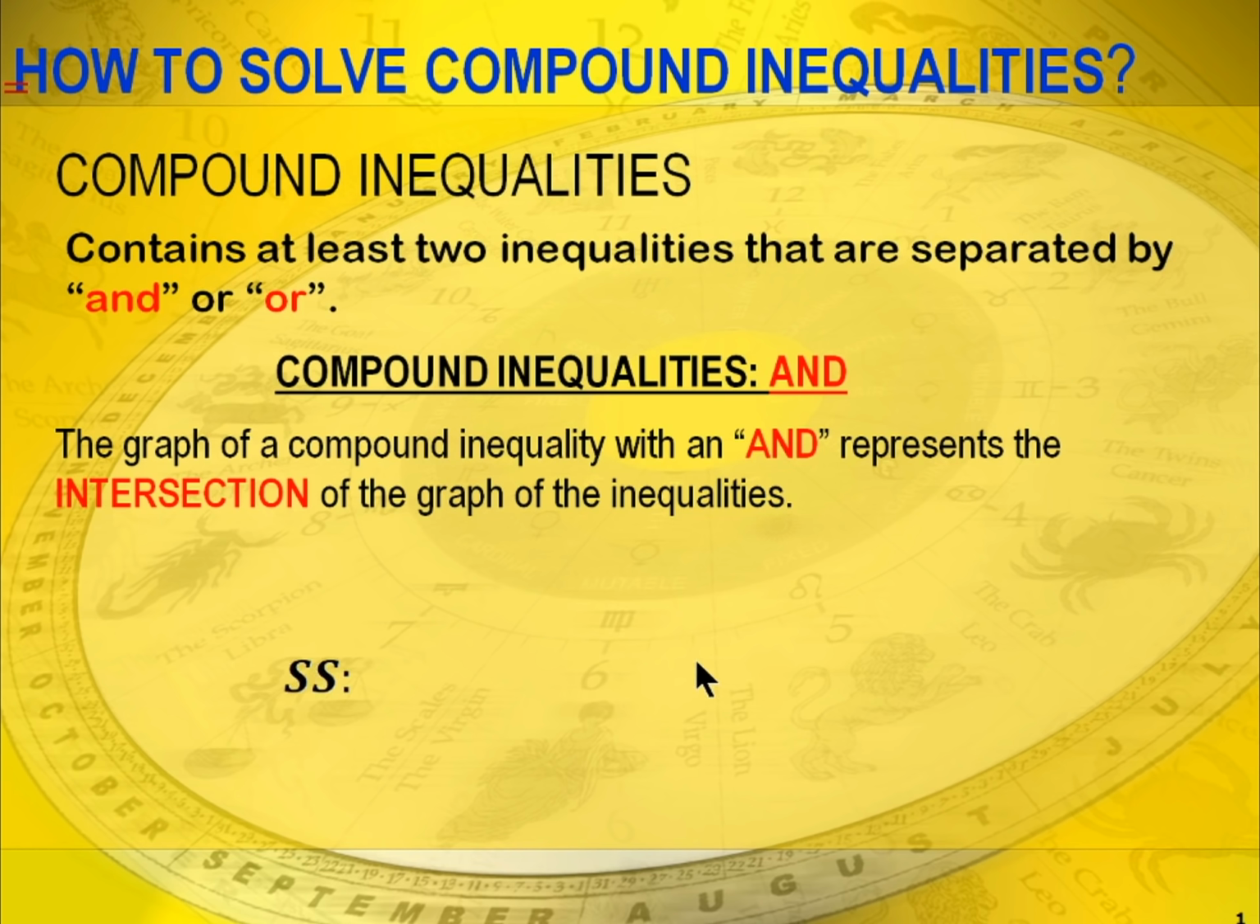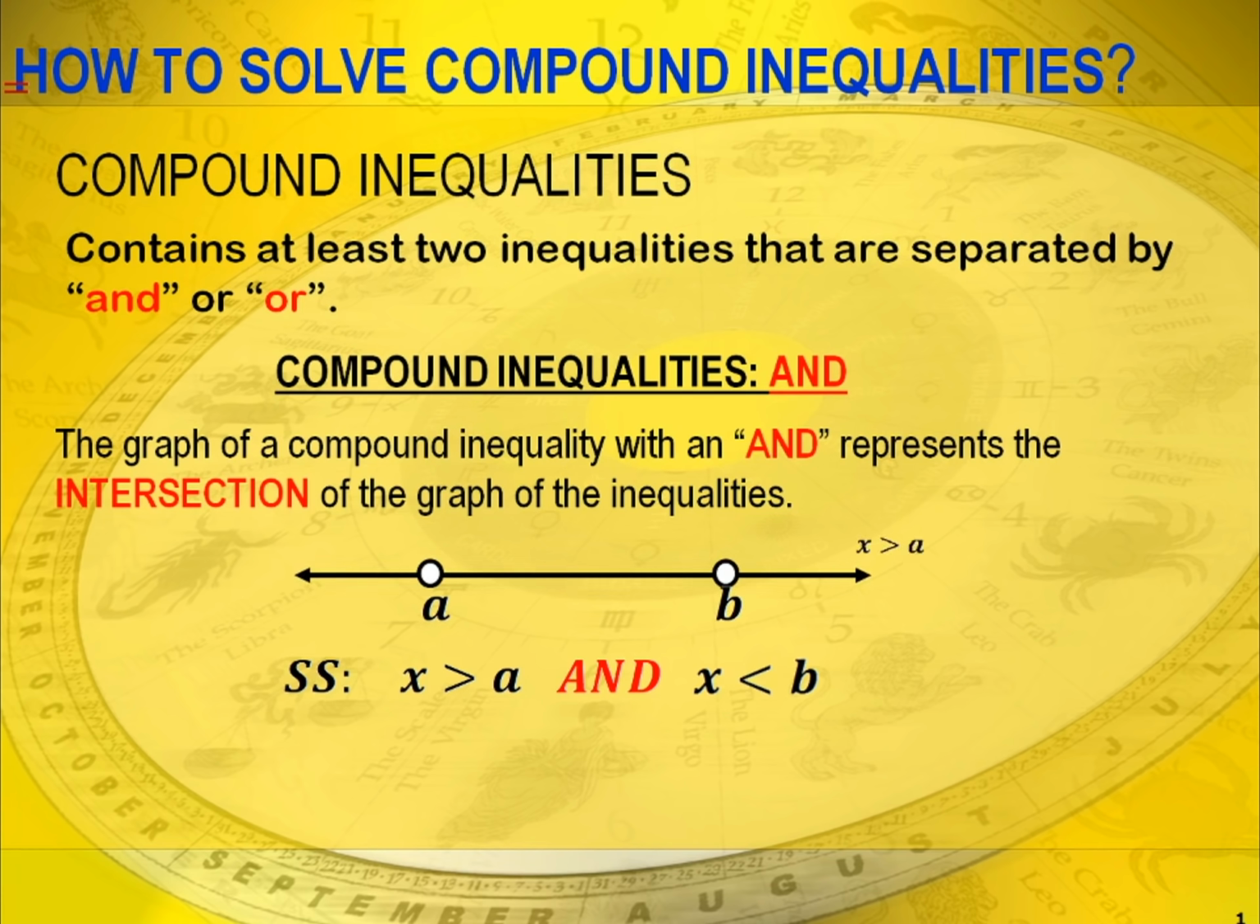Let's say, for example, we have this solution set: x greater than A. This is the solution for one set, and x is less than B. It's another solution. So we have a real number line with 2 points, point A and point B. Now we're going to graph the solutions on the real number line for x greater than A. This is the graph. I mean to say the solution set starts from point A to positive infinity.